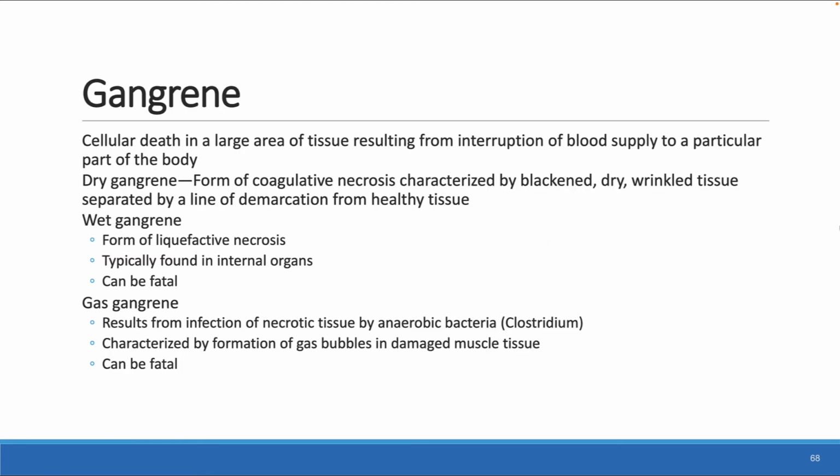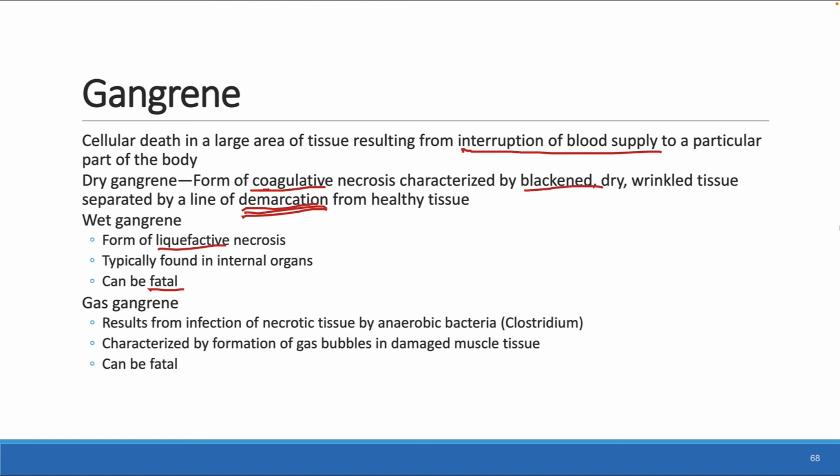Gangrene is cellular death in a large area that's from an interruption of blood supply. Okay. There's a couple different kinds. There's dry gangrene, which is that coagulative necrosis that we see as blackened, dried, dead tissue that's demarcated from healthy tissue. We have wet gangrene, which is a form of liquefactive necrosis, and we see this typically in internal organs, specifically the pancreas, and gangrene of the pancreas can be fatal.